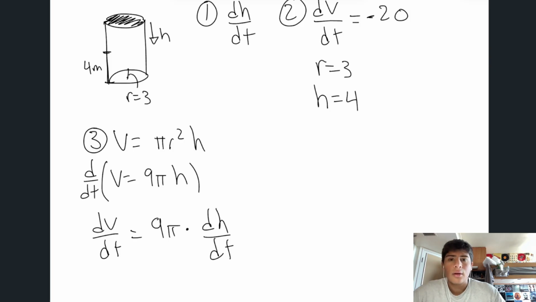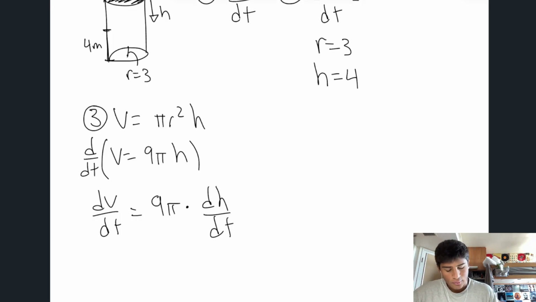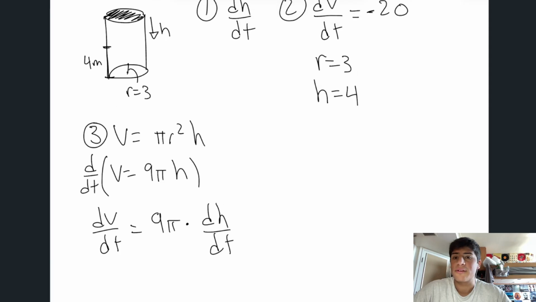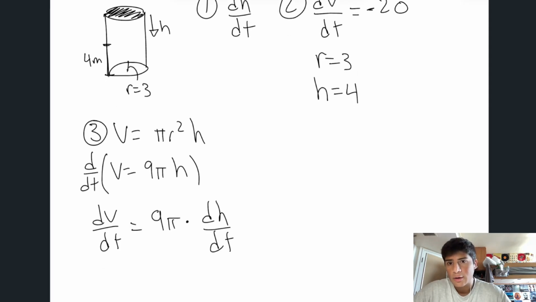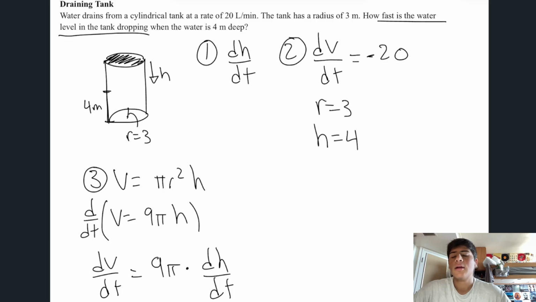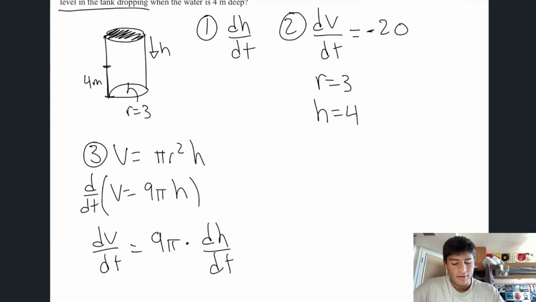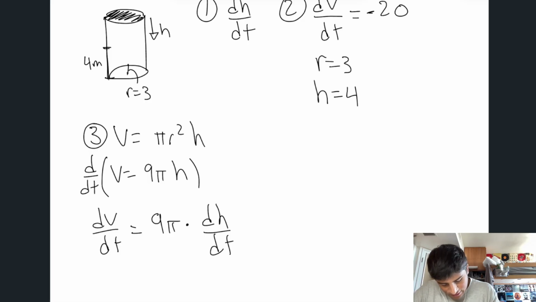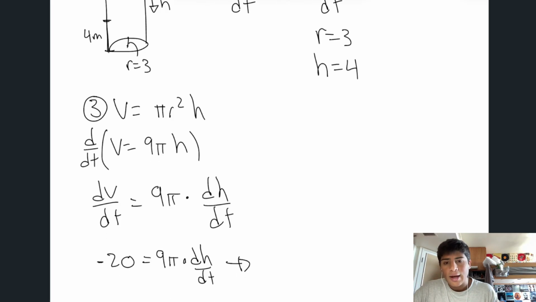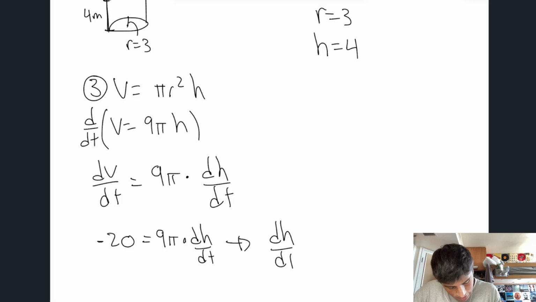And we know dV over dt is negative 20. And notice how this doesn't rely on h. Our related rates don't rely on h. At the beginning, we made a guess that it wasn't going to depend on the height, and here we can see this reflected in the equation. It's not dependent on the height at all. dV over dt is negative 20 equals 9 pi times dH over dt, and we get dH over dt equals negative 20 over 9 pi.